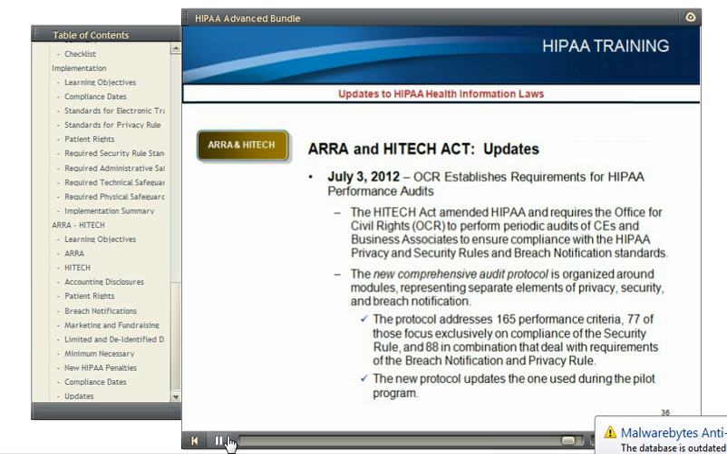The new comprehensive audit protocol is organized around modules representing separate elements of privacy, security, and breach notification. The protocol addresses 165 performance criteria. 77 of these focus exclusively on compliance of the security rule, and 88 in combination deal with requirements of the breach notification and privacy rule. The new protocol updates the one used during the pilot program.